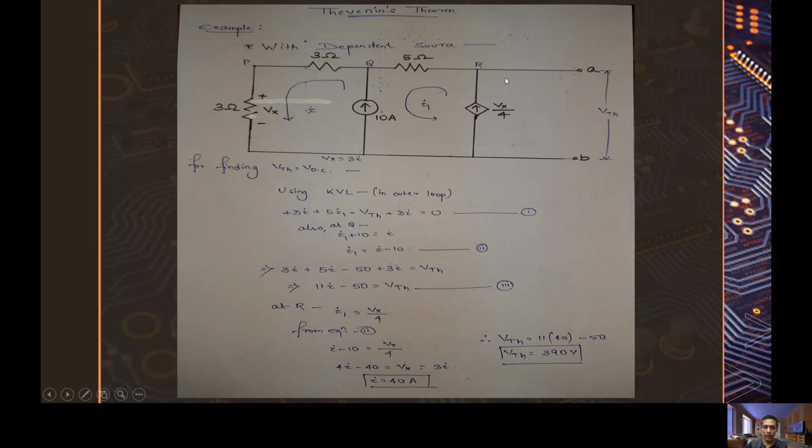At node R, I1 equals Vx by 4. So from equation 2, I minus 10 equals Vx by 4, Vx equals 3I, which gives I equals 40 ampere. So V Thevenin equals 11I minus 50, where I equals 40, which gives our V Thevenin as 390 volts.